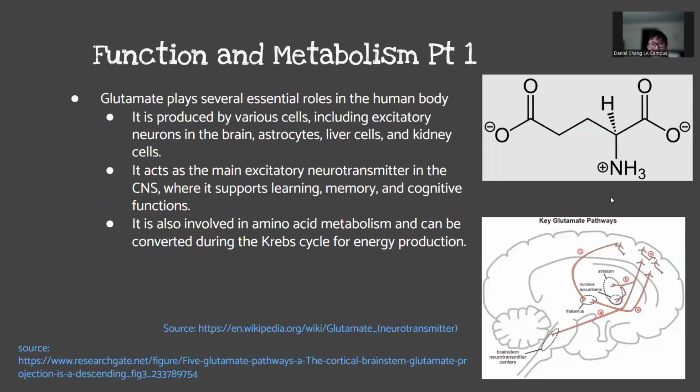Glutamate plays several essential roles in the human body. It's produced by various cells, including excitatory neurons in the brain, astrocytes, liver cells, and kidney cells. It acts as the main excitatory neurotransmitter in the CNS, where it supports learning, memory, and cognitive functions, and it's also involved in amino acid metabolism and can be converted during the Krebs cycle, or citric acid cycle, for energy production. These pictures show the chemical formula of glutamate and the pathways in the brain that it goes through, like the striatum and the brainstem neurotransmitter centers.